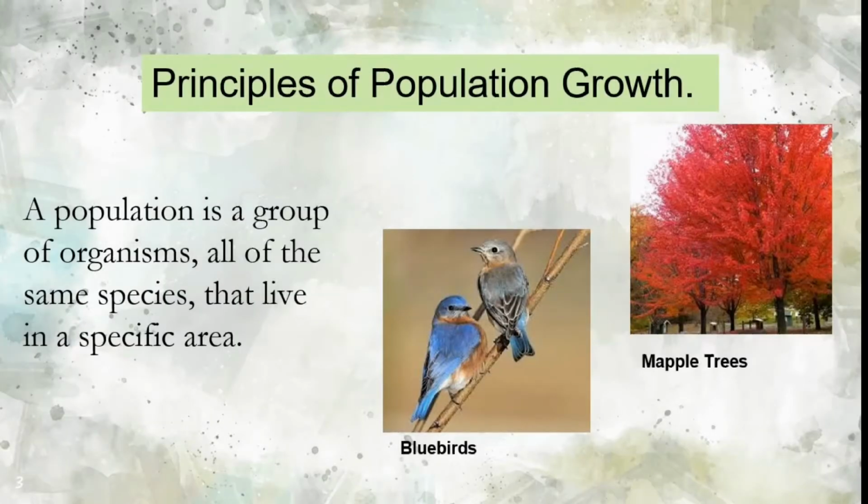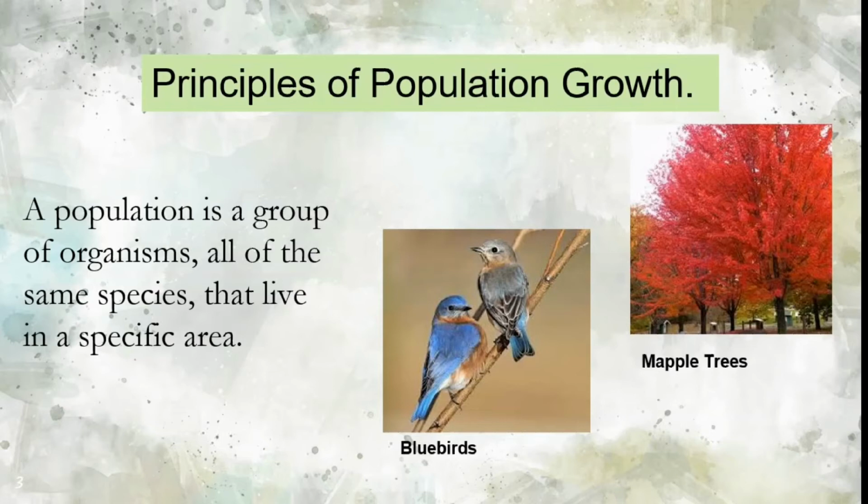Principles of population growth. A population is a group of organisms, all of the same species, that live in a specific area. There are populations of maple trees, bluebirds, dandelions, fruit flies, and house cats. Every organism you can think of is a member of a population. A healthy population will grow and die at a relatively steady rate unless it runs out of water, food, or space, or is attacked in some way by disease or predators.